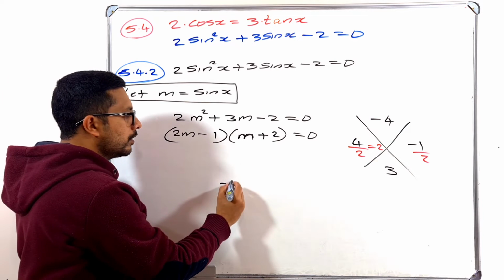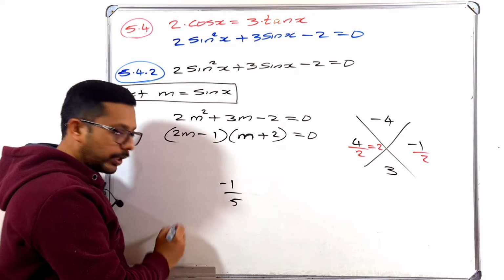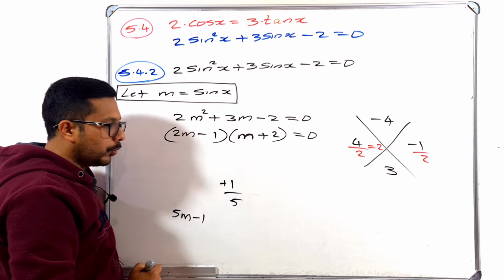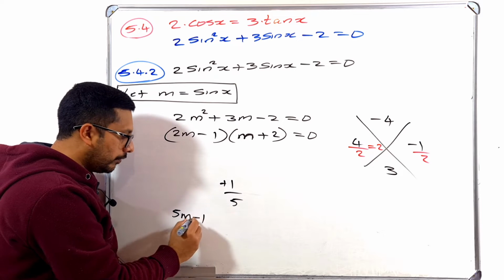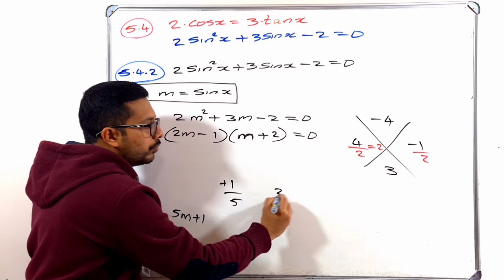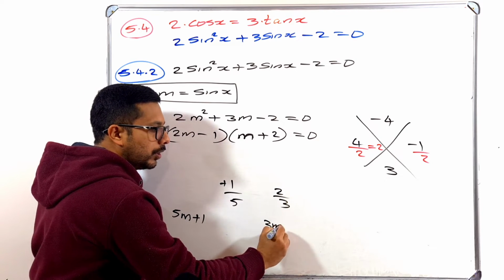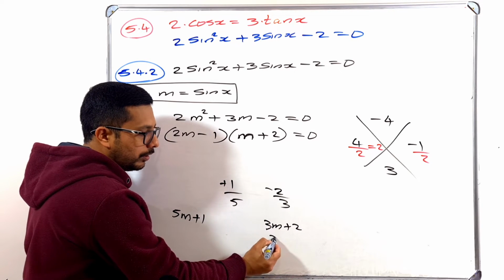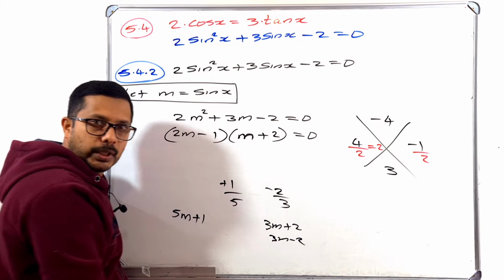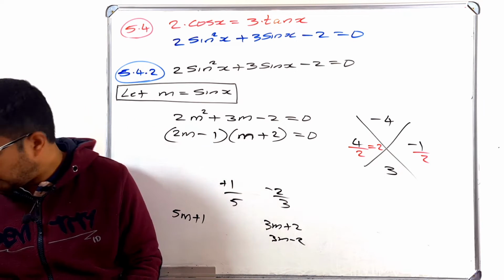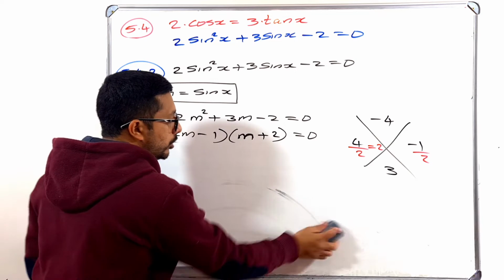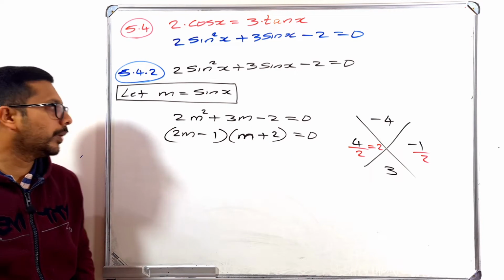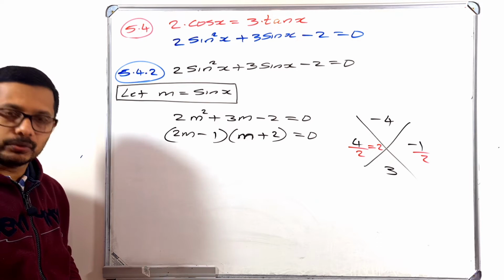If it is minus 1 over 5, how are you going to write it? 5m minus 1. If it is positive 1 over 5, then 5m plus 1. If it is 2 over 3, 3m plus 2. If it is minus 2 over 3, 3m minus 2, like that. Anyway, factorizing you have to study from algebra, not from this section. So we got two factors: 2m minus 1 and m plus 2 is equal to 0.